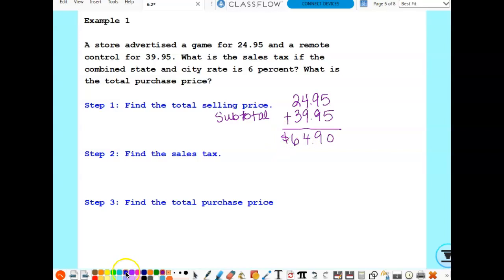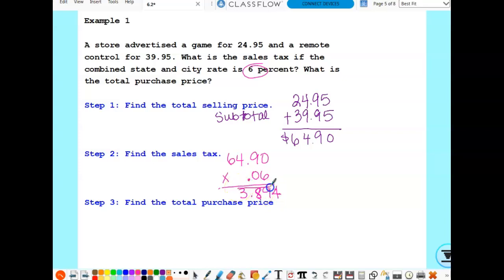Now the next thing we're going to do is calculate the sales tax. We're going to take that $64.90 and multiply it times our tax rate, which is 6%. In this case, there's only the one rate because the state and the city have already been combined. So we take that $64.90 and multiply it times 6%, so that's 0.06. And we get a total of 3.894.